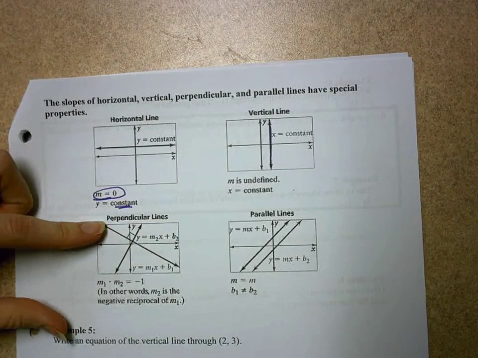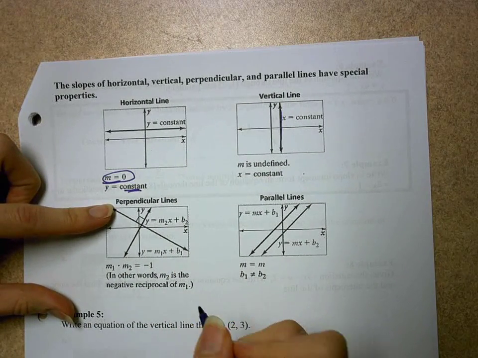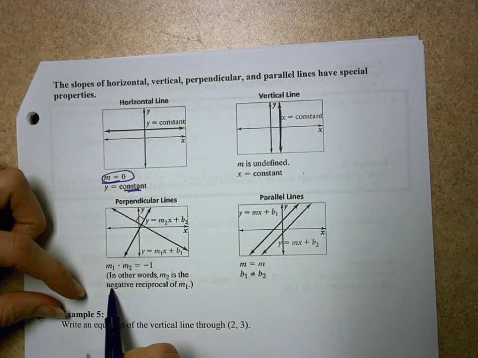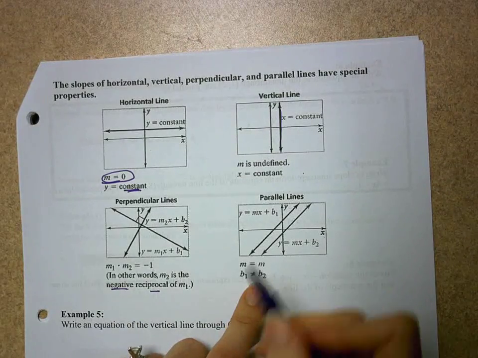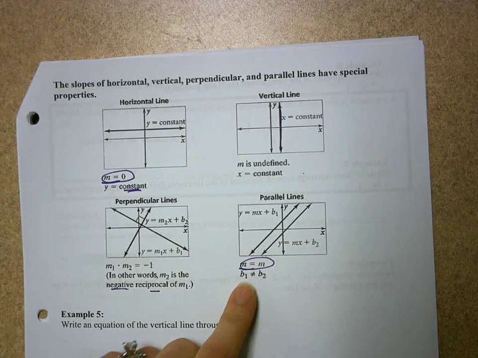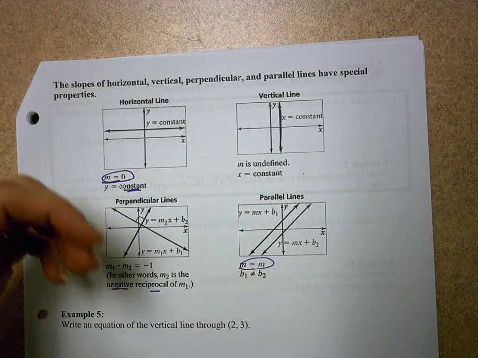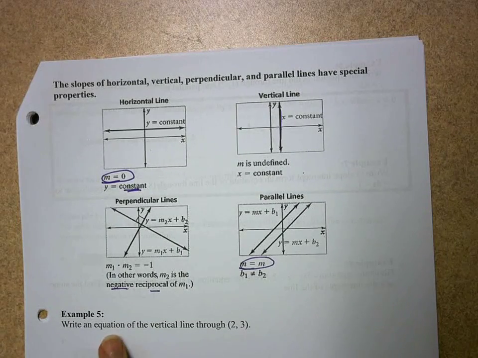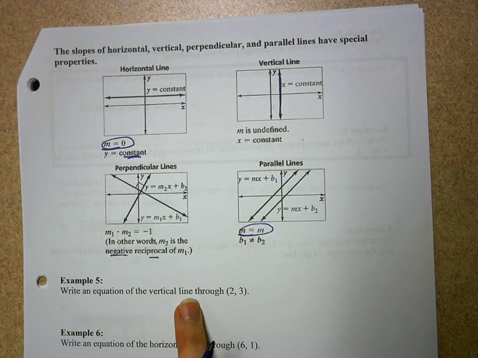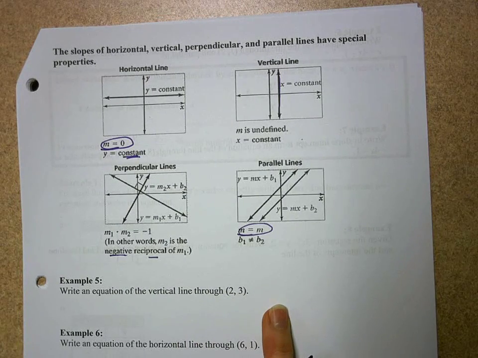Perpendicular lines occur when you have opposite reciprocal slopes, or in other words, negative reciprocal, people like to say. Parallel lines occur when the slopes of the two lines are the same. Okay, let's practice working with these exceptions to the rules. So, example 5. Write an equation of the vertical line through (2, 3).